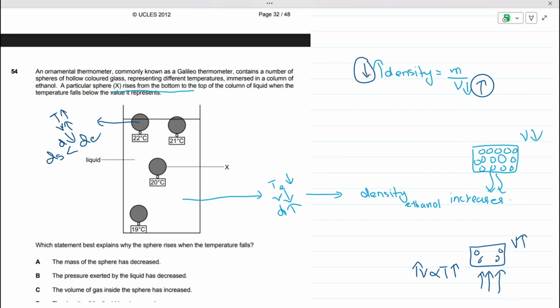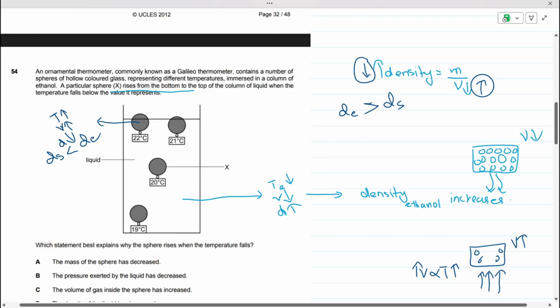If the temperature falls, the volume of ethanol also falls. If the volume of ethanol falls, the density of ethanol increases. And the density of all these spheres is smaller, right? The density of ethanol is greater than the density of the spheres. That's why the spheres are rising. This is mainly the reason, right?